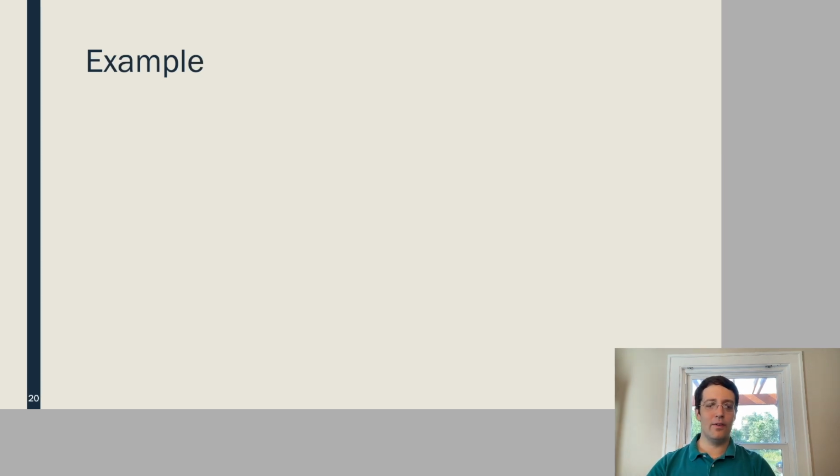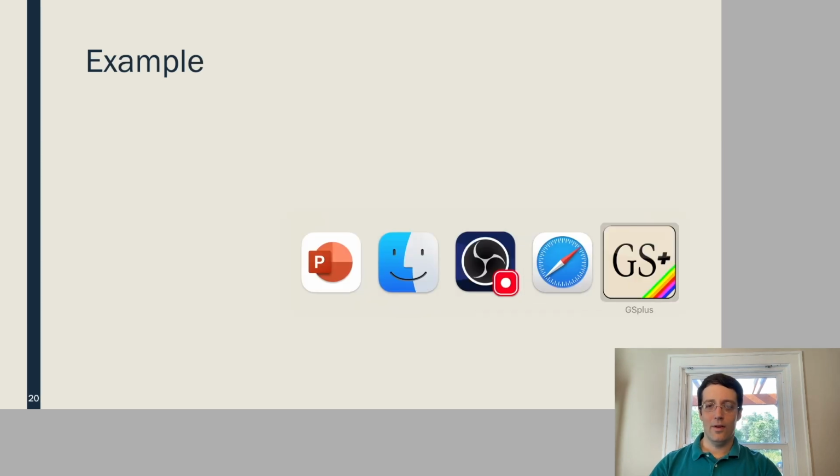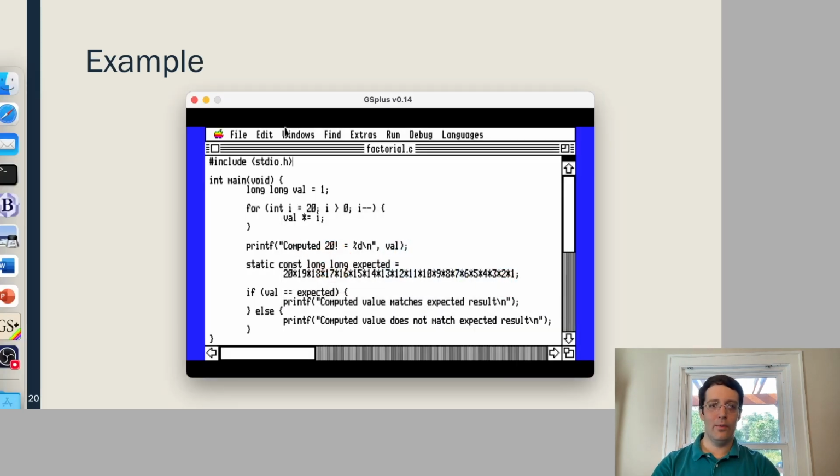And now moving on, I'd like to briefly show you an example of ORCA-C in action. So we'll go over to the 2GS emulator here, and we have a little program that's supposed to compute a factorial. So in this case, it's computing 20 factorial, which is just 20 times 19 times 18, etc., down to times 1. And so it's got a loop to do that.